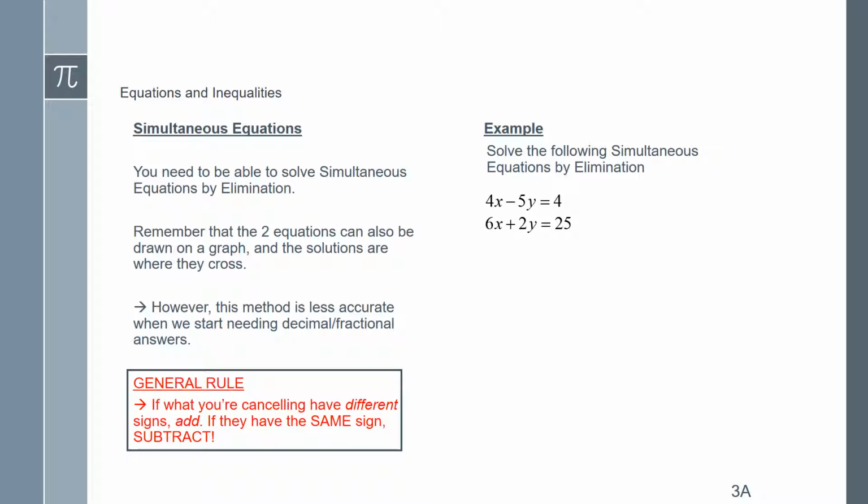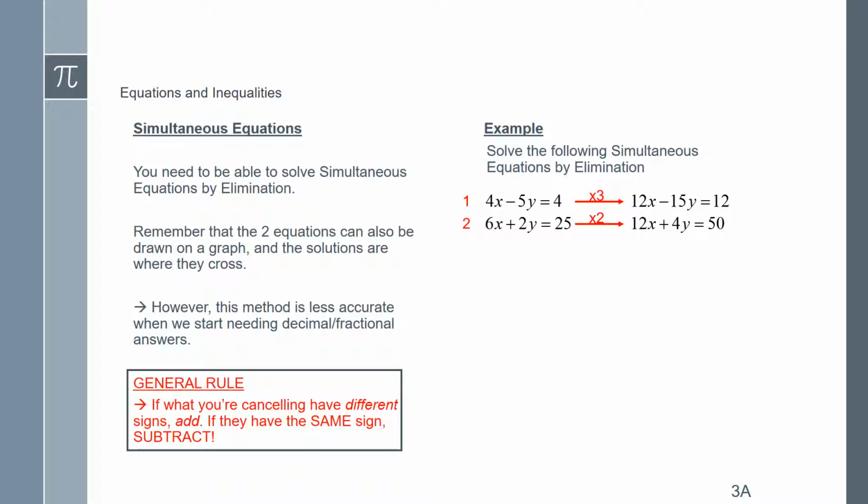4x minus 5y is 4, 6x plus 2y is 25. Number the equations and think to yourself, how can you make one of the coefficients the same? You've got 4x and 6x, 5y and 2y. There's a few things we could do. However, if we times the top equation by 3, we end up with 12x minus 15y equals 12. And if we times the bottom equation by 2, we end up with 12x plus 4y is 50.